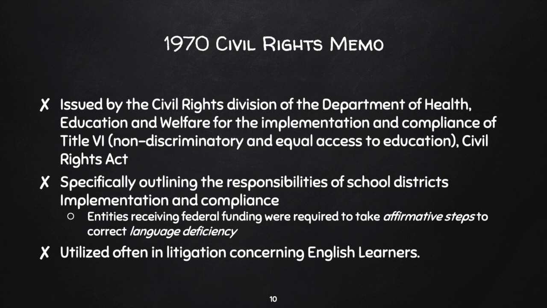So this Civil Rights Memo, just like the Bilingual Education Act, had very broad policies to ensure that schools and districts and states receiving federal funding were actually taking steps to make sure that the language needs of English learners were being met. It was just still very broad. Again, these affirmative steps to correct language deficiency, that can mean a lot of things. But again, it's questionable as to if there was something very prescriptive in here.